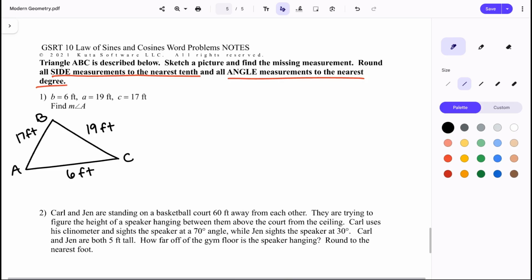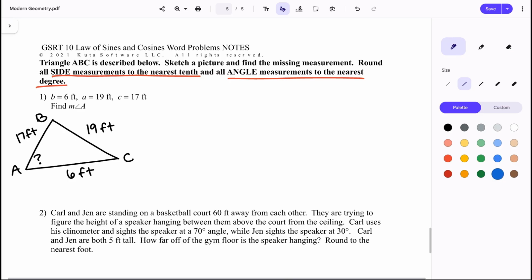What are we looking for this time? Measure of angle A. So this is what's missing. That's what they want me to find. So this is kind of using what we talked about yesterday, because we have the side, side, side case here. And like what we did on our bell ringer today. So how would you set this up?